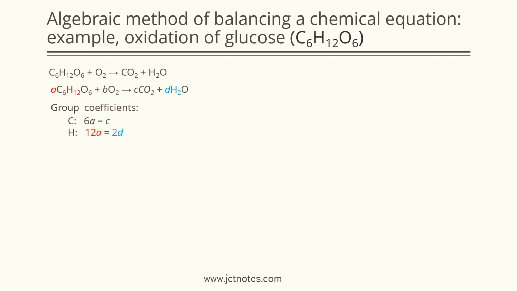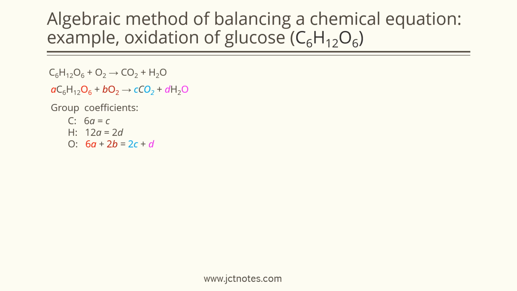For the hydrogen, in the reagents, we have 12 atoms for each molecule of glucose. As we have A molecules of glucose, we have 12 times A atoms. In the products, we have 2 hydrogens for each molecule of water. As we have D molecules of water, we have 2 times D of hydrogen. We made 12 times A equal to 2 times D.